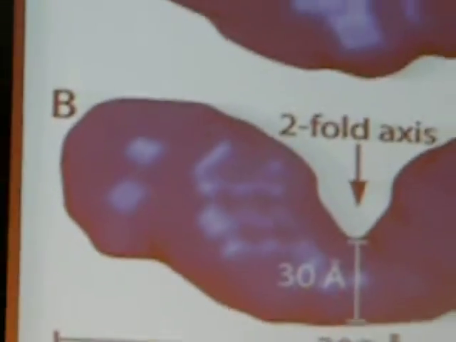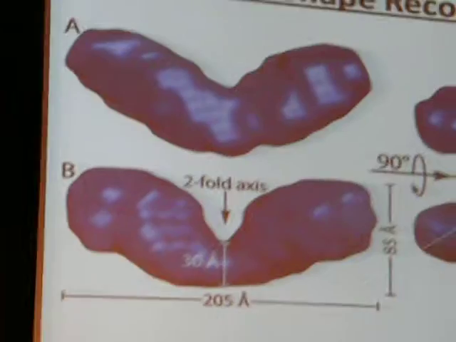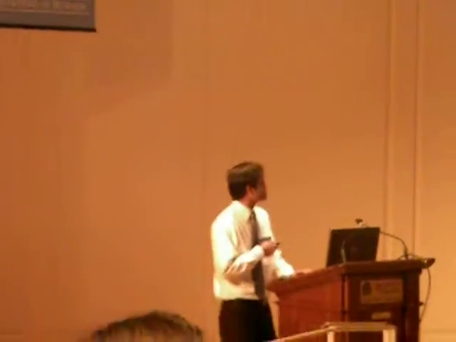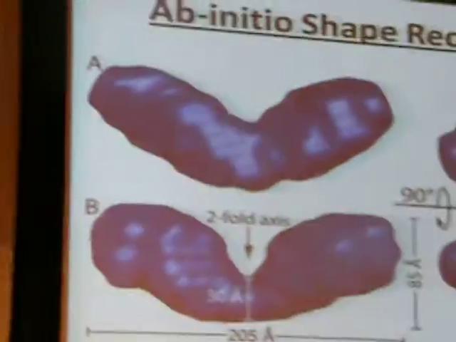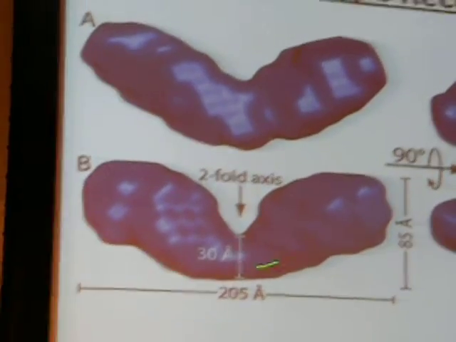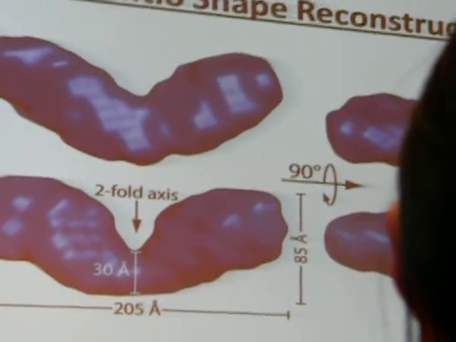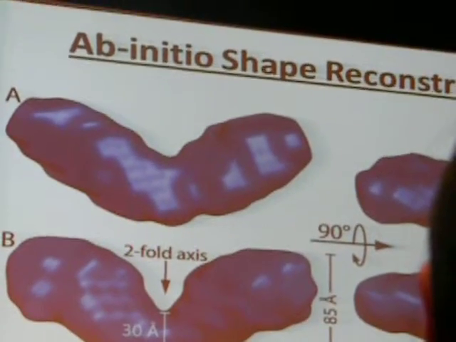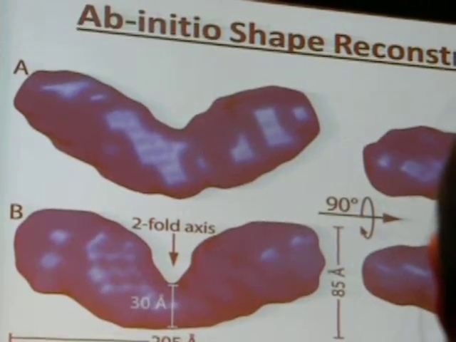Maximum dimension is 205. I didn't talk about radius of gyration. The radius of gyration is around say 62 or 63 angstrom. So this is how the shape of the protein looks. Now the question is, the protein looks like a 2-fold symmetric dimer, so what is the dimeric domain? Which part of the protein is involved in dimerization?